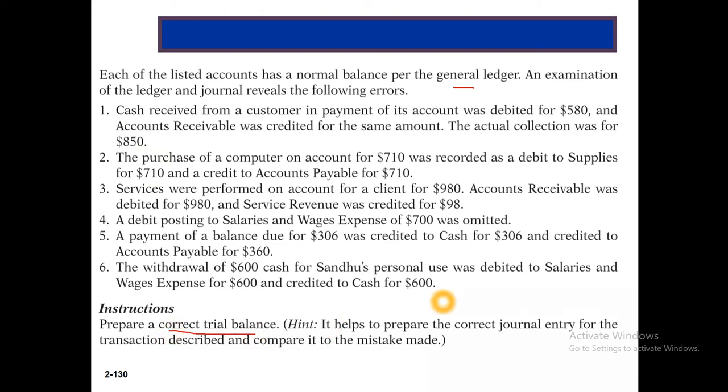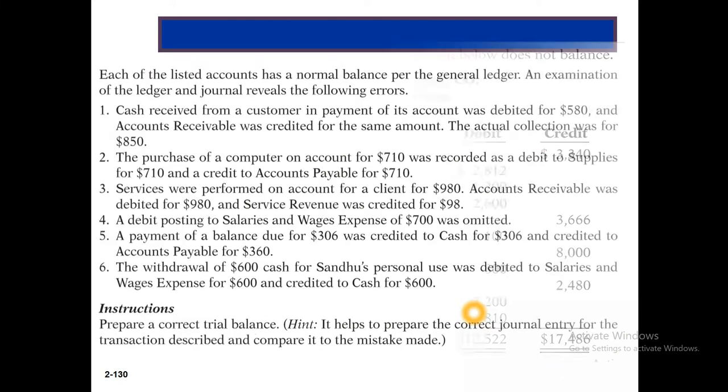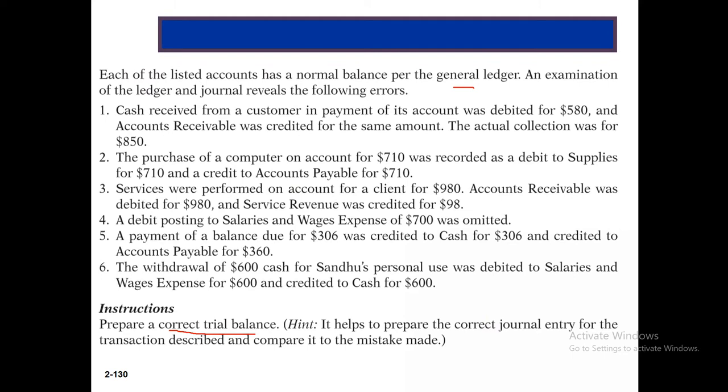Okay. So first we can see the trial balance again. Cash will be a debit balance, so not here, cash will be here, that means the debit side. Accounts receivable, okay. Supplies, okay. Equipment, okay. Accounts payable, okay. Unearned service revenue, this balance will be credit. And owner's capital, okay. Owner's drawing, okay. Service revenue, okay. Salary and wage expense, okay. Utility expense, okay. So now we need to detect the error accounts.